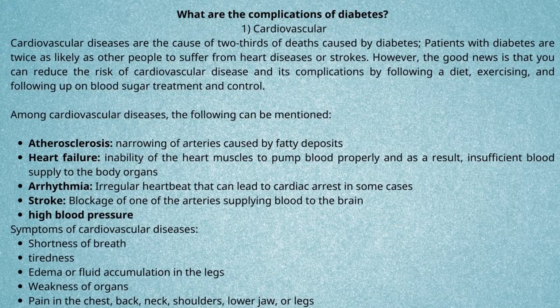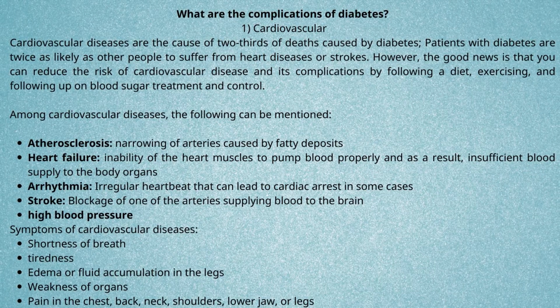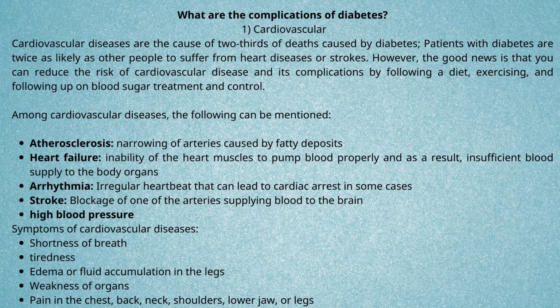1. Cardiovascular. Cardiovascular diseases are the cause of 2/3 of deaths caused by diabetes. Patients with diabetes are twice as likely as other people to suffer from heart diseases or strokes. However, the good news is that you can reduce the risk of cardiovascular disease and its complications by following a diet, exercising, and following up on blood sugar treatment and control.